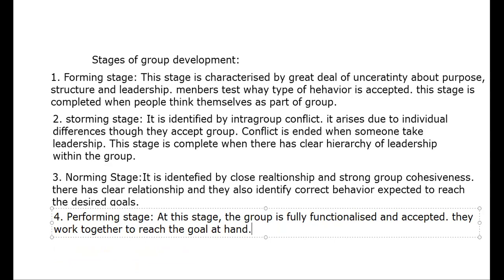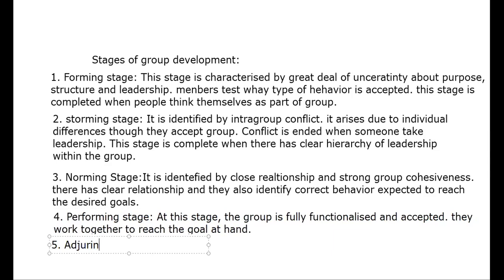The last stage of group development is the adjourning stage. Fifth stage, number 5, adjourning stage. Forming, storming, norming, performing. এই যে স্টেজগুলো শেষ হলো, এরপর যে স্টেজটা থাকে সেটা হচ্ছে adjourning stage.